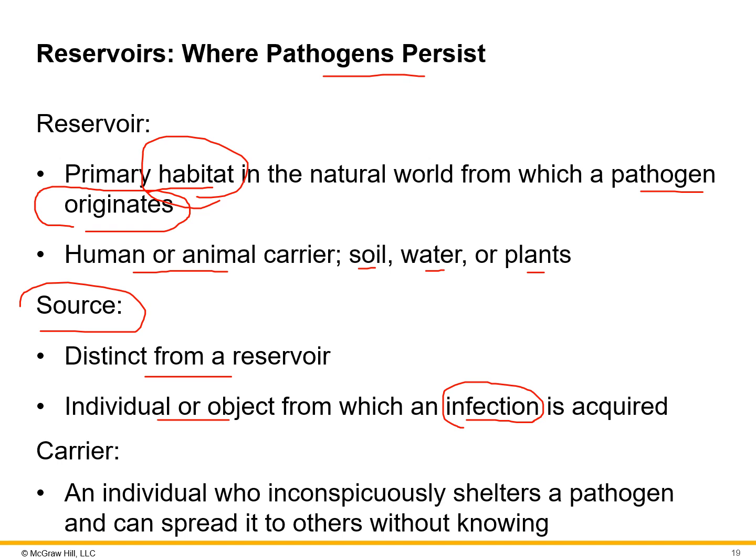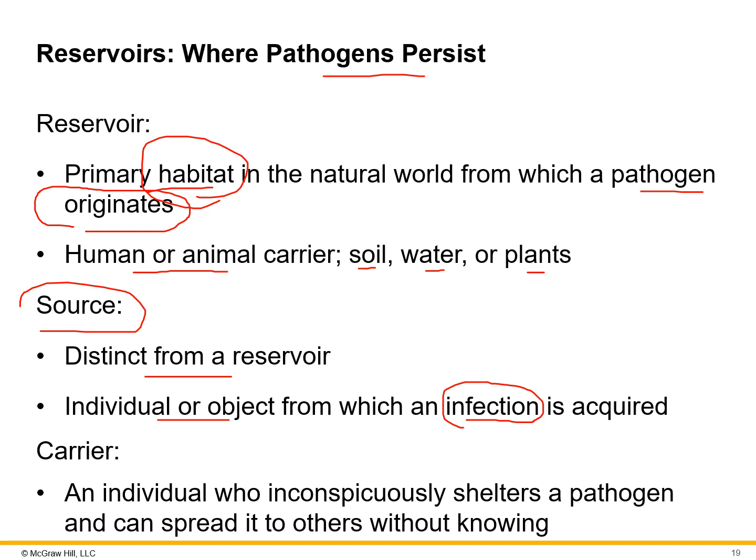Or another example, again, the reservoir could be soil. There could be a knife that was contaminated with something in the soil, and then someone was cut with the knife. So the knife is the source. It actually had the microbe on it. But again, the reservoir for that organism is soil. It's where it normally hangs out.